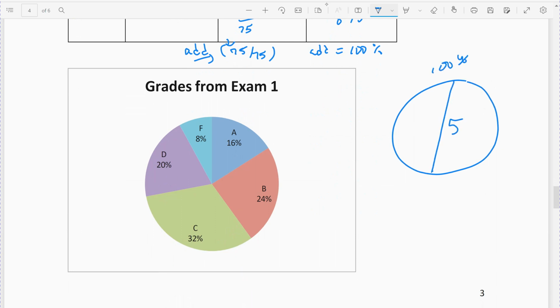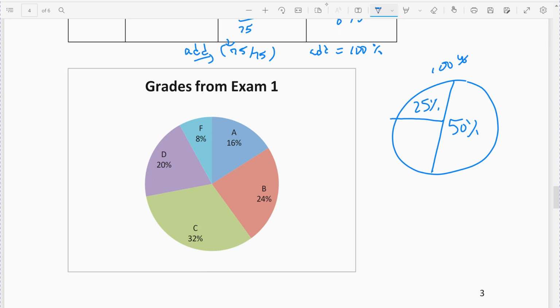If it's a circle, that's 100%. Half of the circle would be 50%. A quarter of the circle should be 25%. So again, your wedges should match up. 32% is about a third, and that green wedge does look like it comes out to be about a third. The 24%, which are your B's, is almost a quarter. It should look like a quarter wedge. The 20% of your D's is slightly less than a quarter. 16% is less than the D, so it should represent that. And then the F should be a very small wedge, your smallest wedge.